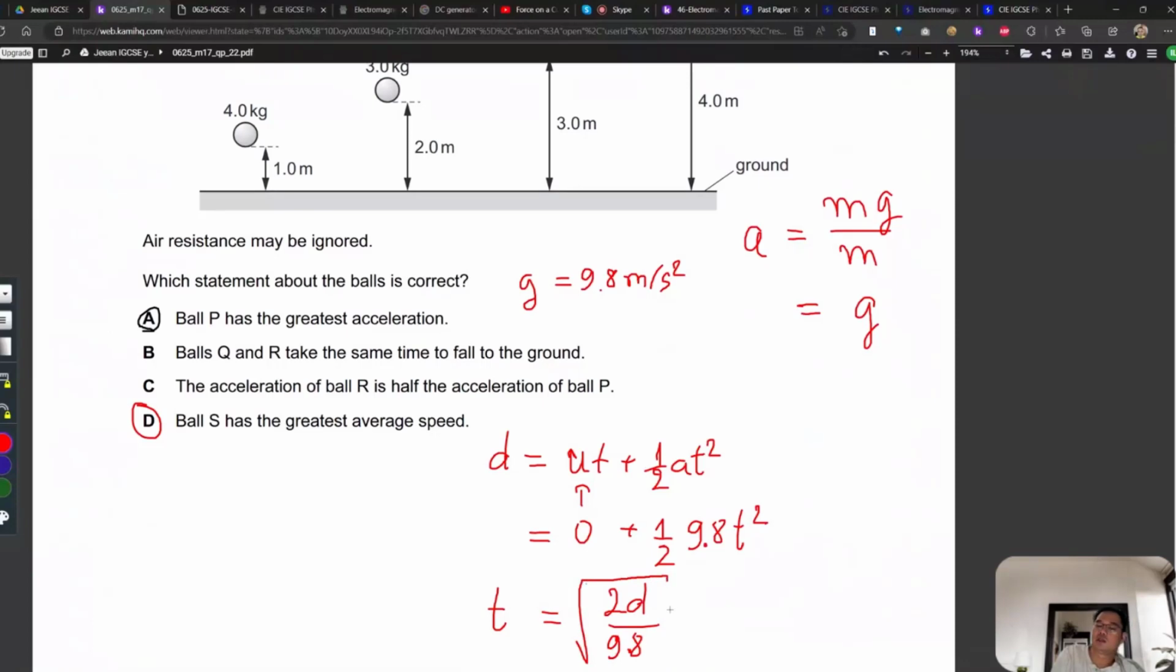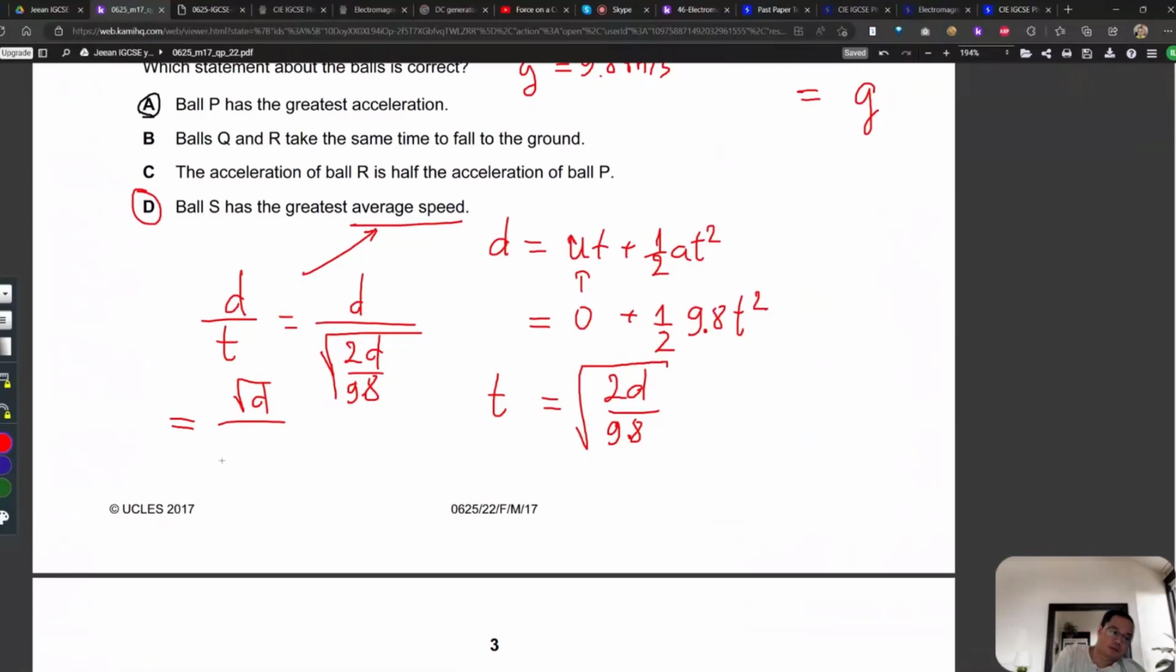So the time is proportional to the square root of the distance. The average speed is the distance over the time. Okay, so taking this time into this equation, the time is here, the square root of 2 times the distance over 9.8. And the distance at the top here. So we can simplify that. D at the top divided by the square root of D at the bottom results in the square root of D at the top, and at the bottom is 2 over 9.8.